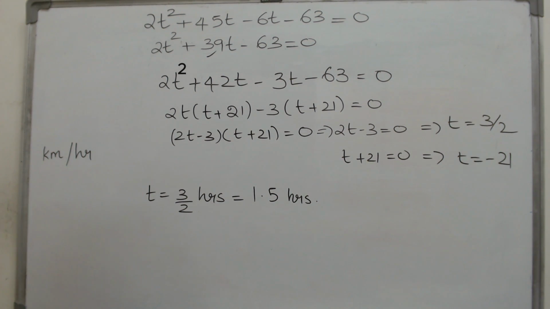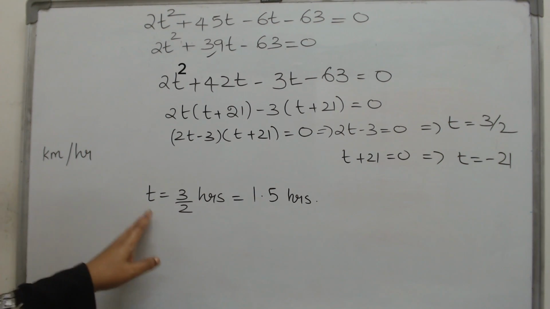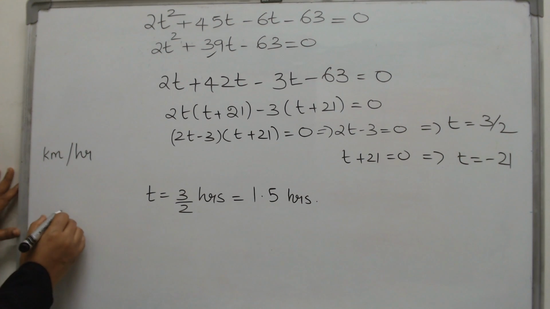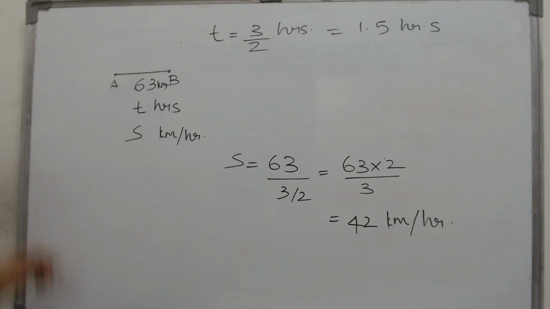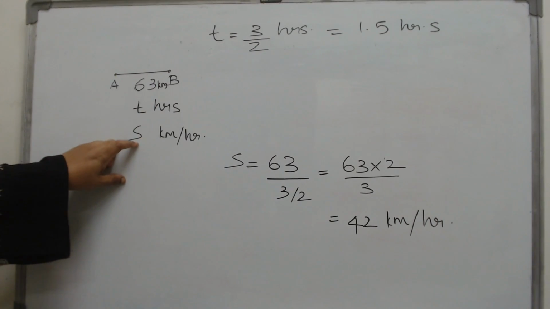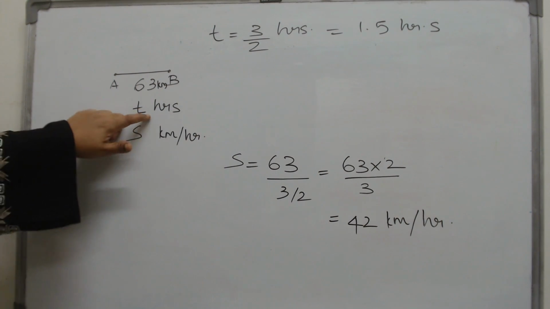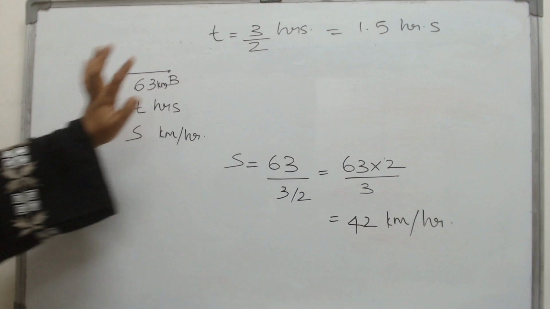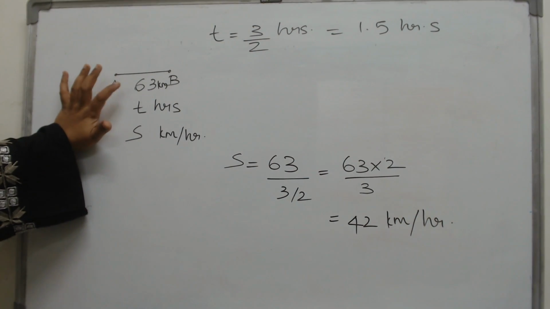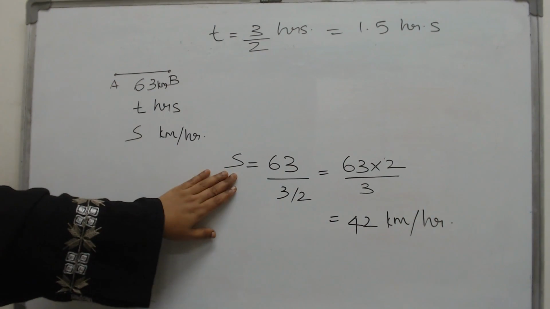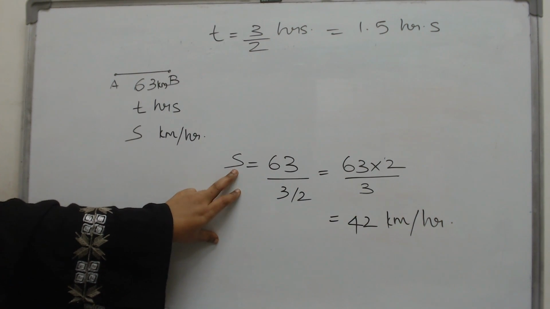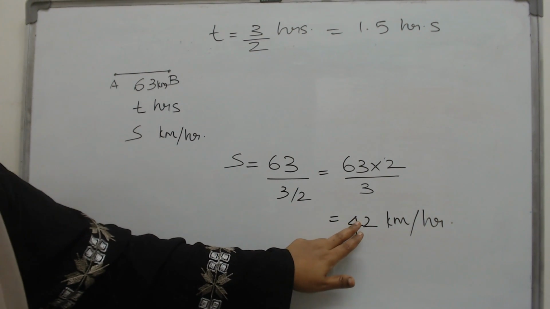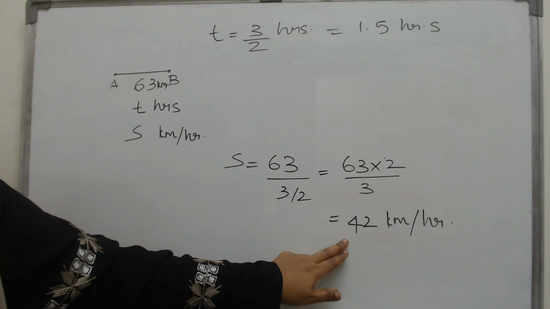So this is 3/2 hours, which means 1.5 hours. But that is not our question. Our question was not the original time taken. It was the original speed. Now we had to find the original speed. We found that the original time taken was 1.5 hours. The distance traveled was 63. So when you substitute it, what do you get? The original speed is 42 kilometers per hour.